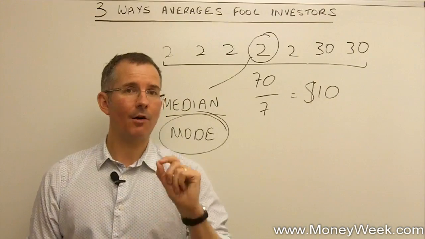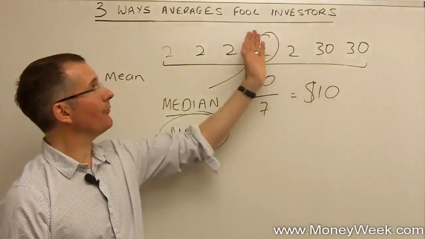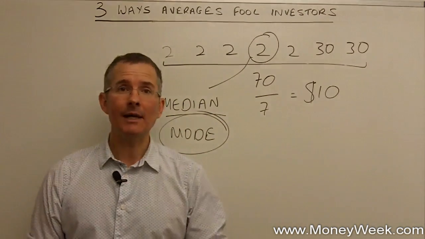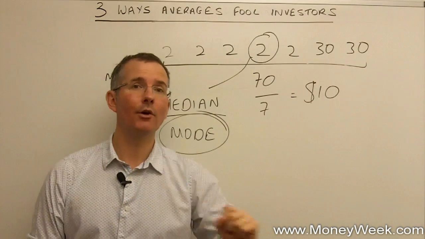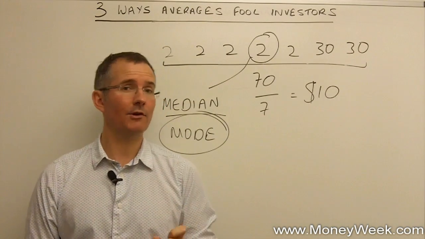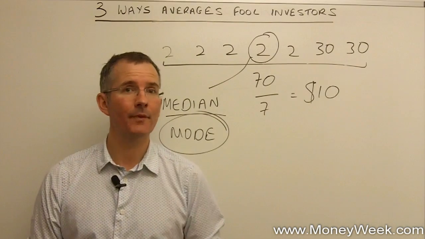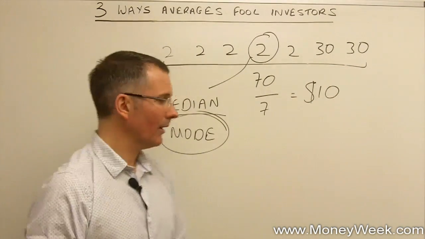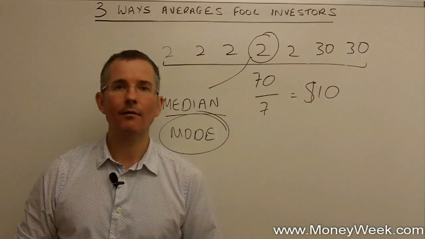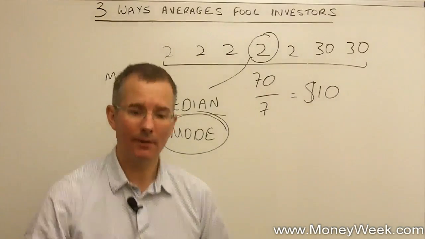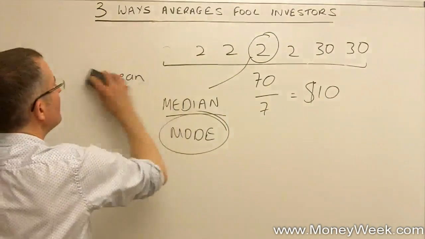Right, that's our first way investors can be fooled by averages, getting the distinction between the mean, the median and the mode wrong, or not realising that they should be using one of the other 2. Second place you can go wrong is what's called, going back to the mean, geometric versus arithmetic averaging. So let's take a look at that one.